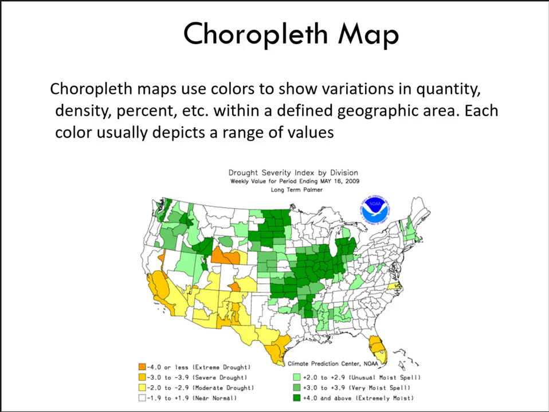Another kind of choropleth map you might have seen, especially around presidential elections, is a red or a blue map depicting which way it went for which president, Republican or Democrat.